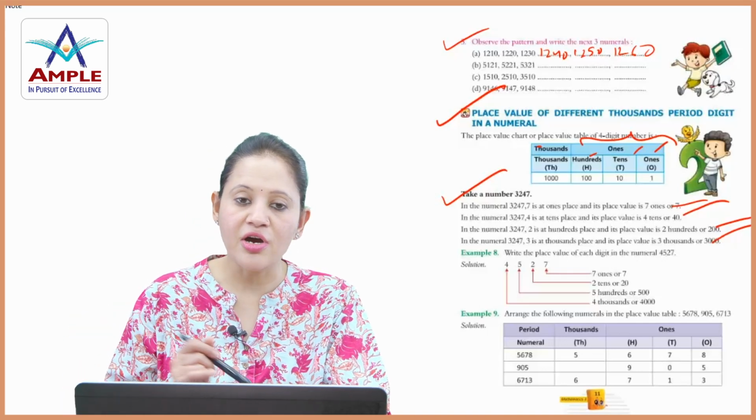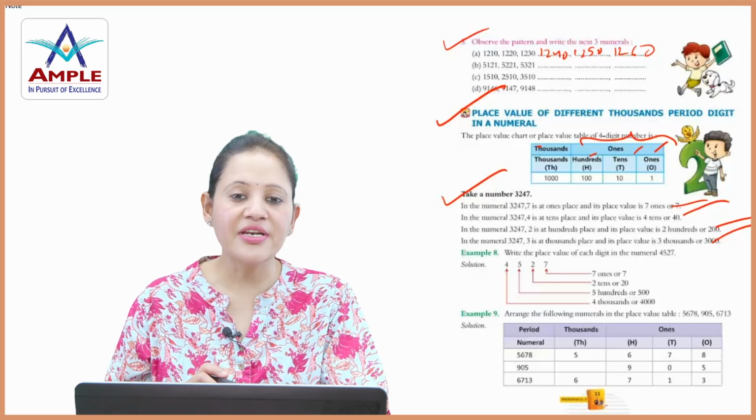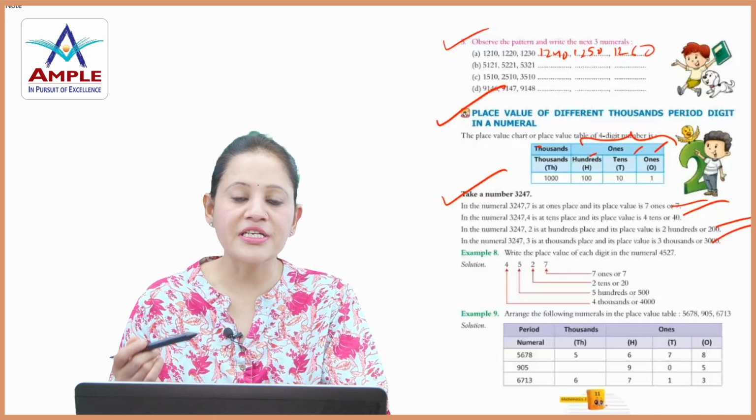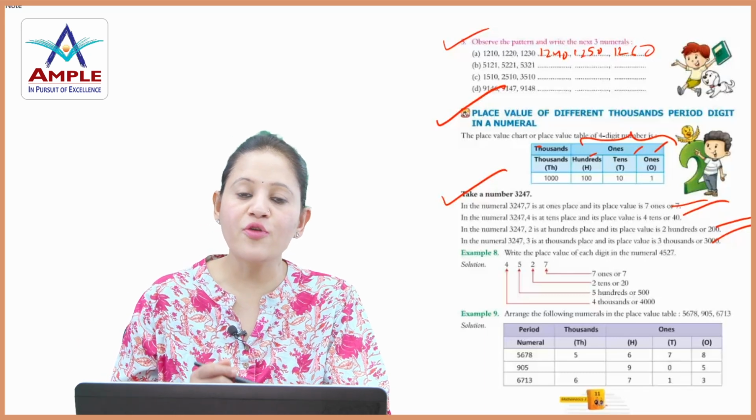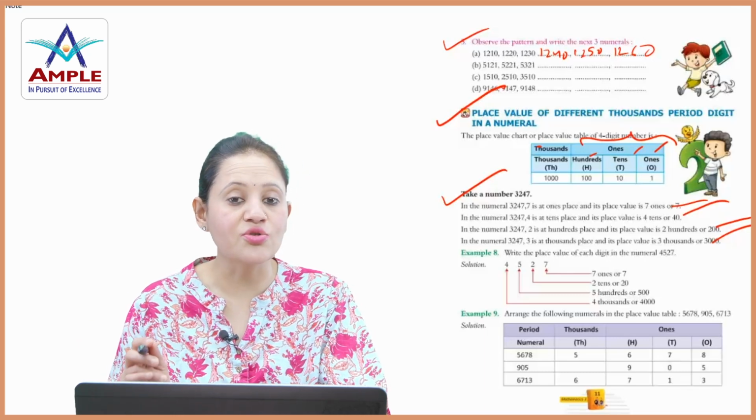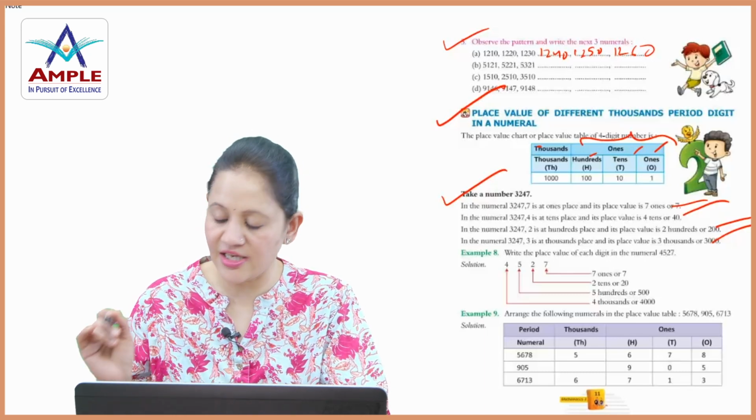Clear? So now you know. In the given number, the place value of the digit 7 is 7, place value of 4 is 40, 2 is 200 and 3 is 3000. Clear?